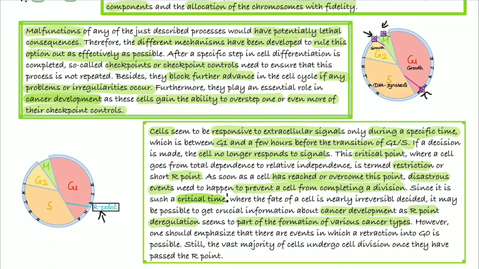Well, obviously there are events when a cell can retract into G0 again, but the vast majority of cells undergo cell division once they've passed the R point. This was a very general overview of the cell cycle. Obviously there are so many proteins and complexes involved that cannot be discussed here, but this should give you a good overview of the different phases. As I said before, there's going to be another video about mitosis, which explains these mechanisms in more detail.